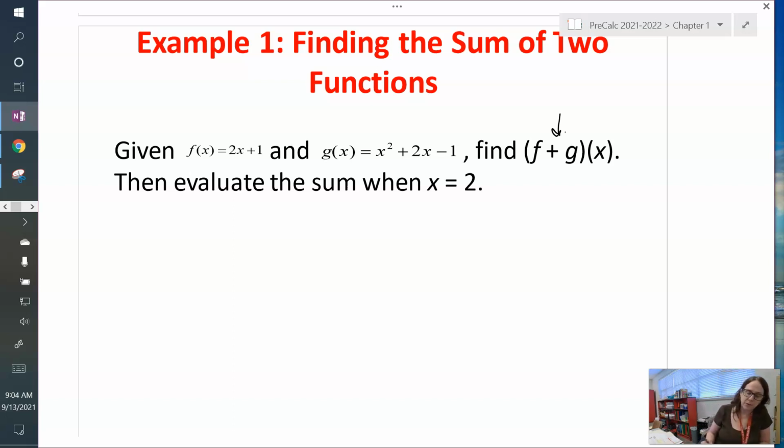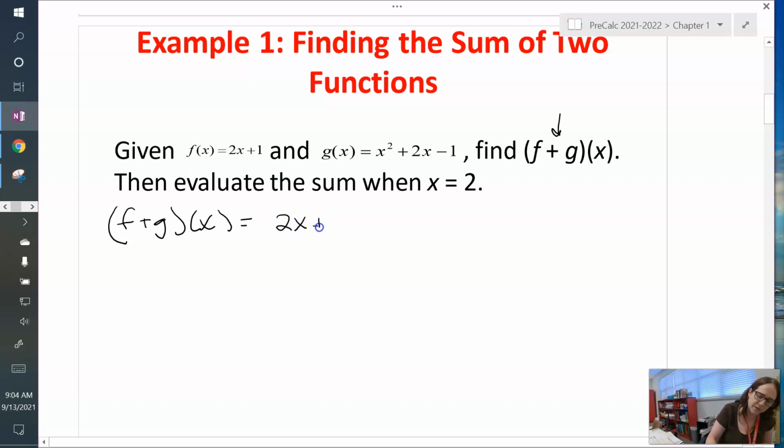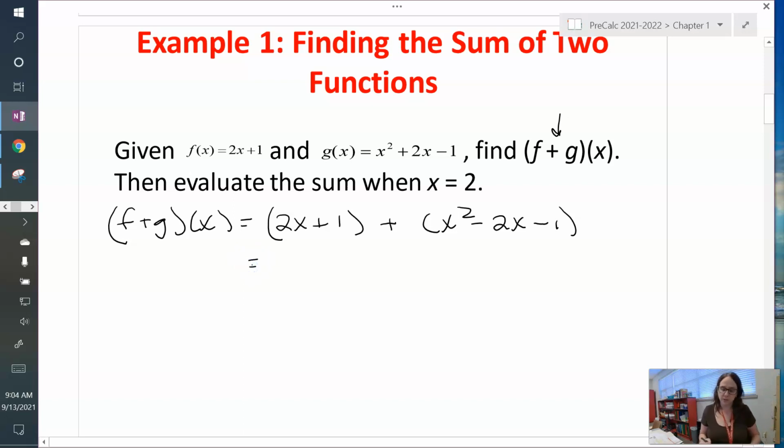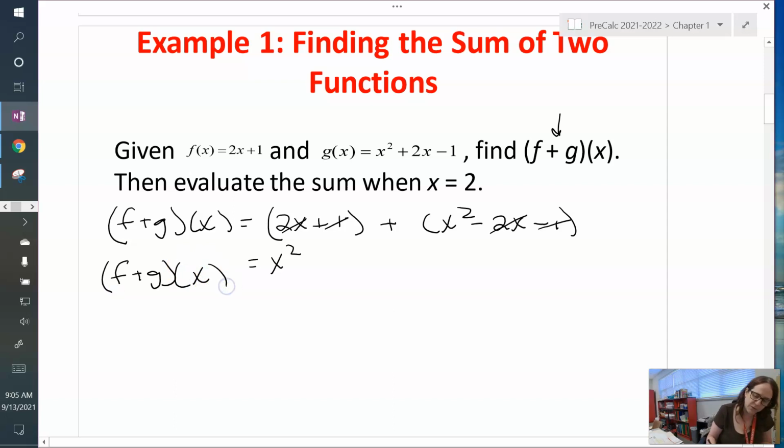So first thing I'm going to do is add my two functions together. So f plus g of x equals 2x plus 1, that's f, plus x squared plus 2x minus 1, that's g. Essentially, just combine like terms. So I have x squared. I have a 2x minus 2x, so those drop out. And I have a 1 minus a 1, those drop out. So my f plus g of x just equals x squared.